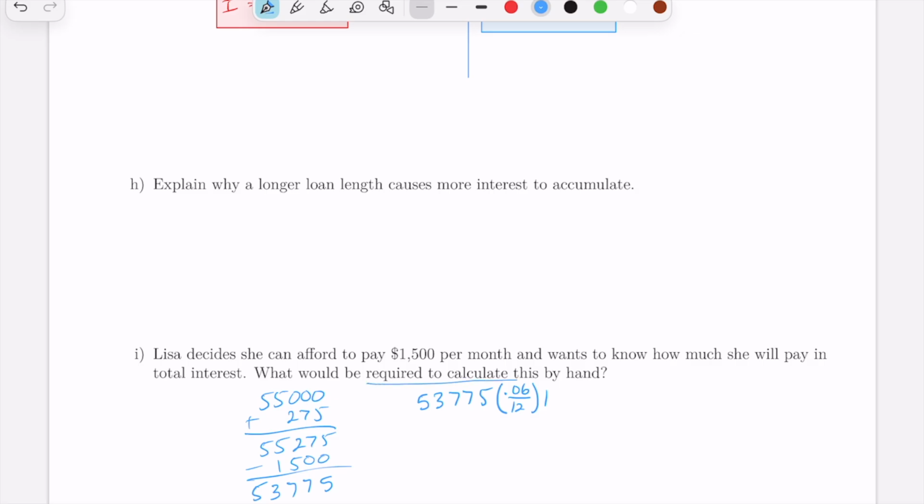What would be required to do this by hand? A lot of perseverance, a lot of dedication, because you're going to just have to keep going until this number reaches zero. So I don't know how long that's going to take. I mean, it's probably going to be like 45 payments. So if you're going to do this by hand, this simple interest calculation, which all of a sudden is not sounding simple, that just sounds like a mess. There are other ways to do this, and we'll explore those later.